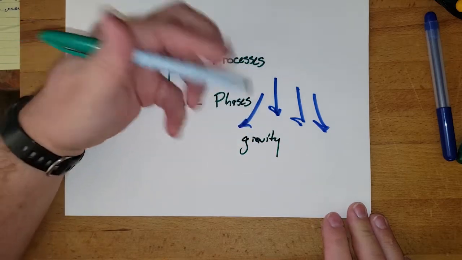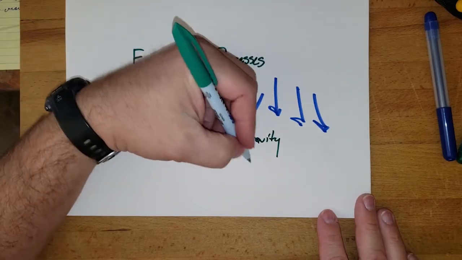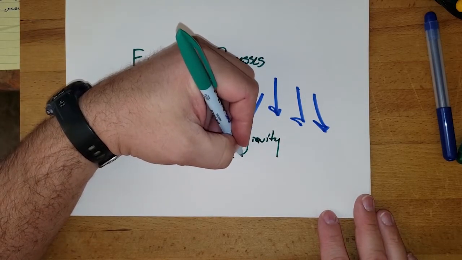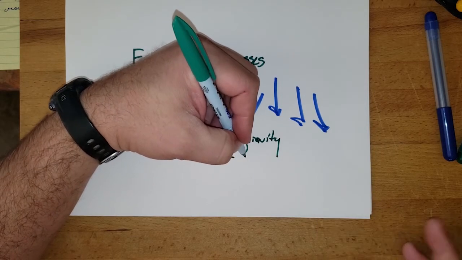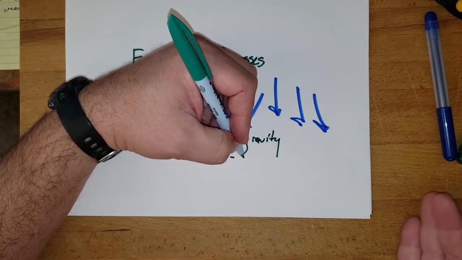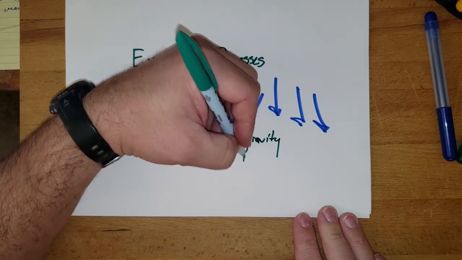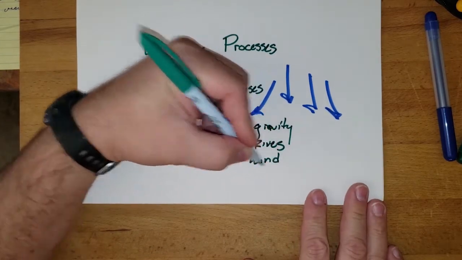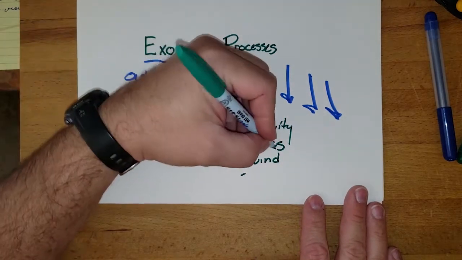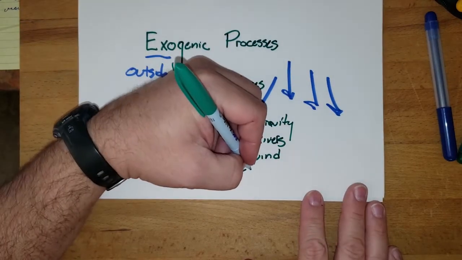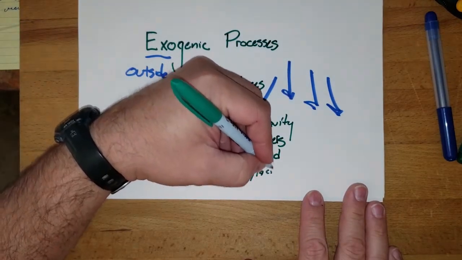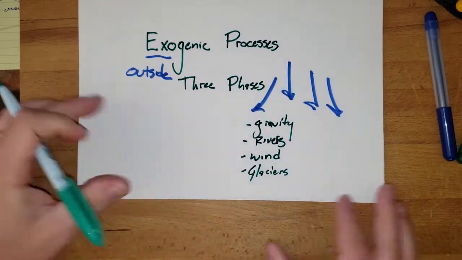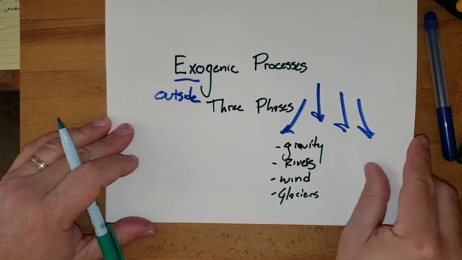Gravity can start to wear these guys down. Simple solar energy can start to do some weathering. However, we do have our rivers with water. We're going to have wind, mainly in our desert and more arid regions, rivers, and glaciers. Mainly, we see those up in the mountains. So what do these guys do?